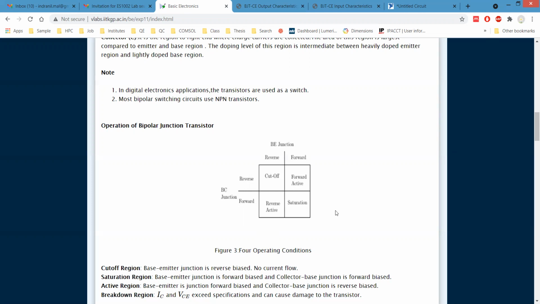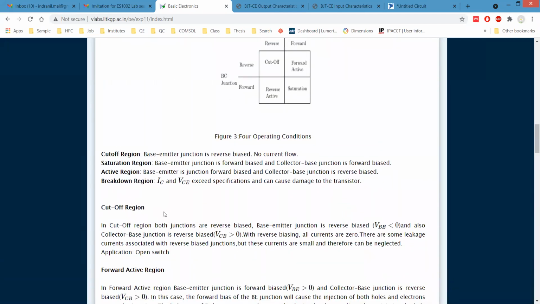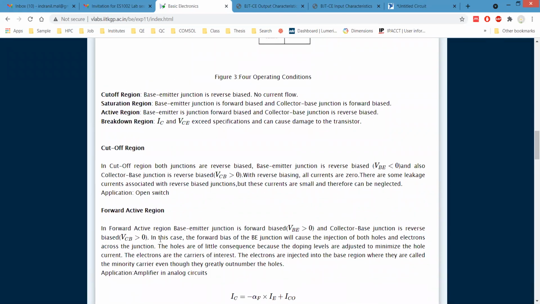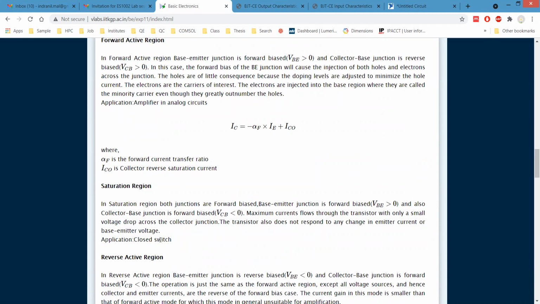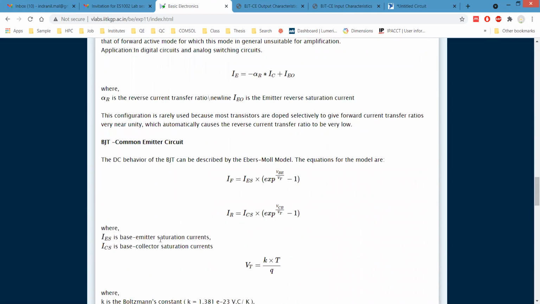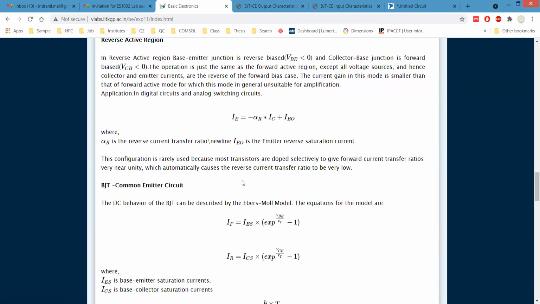So these are the different operating conditions for a particular configuration, with descriptions for the cutoff region, the active region, forward active and reverse active, and the saturation region. From there you can apply a particular limiting condition. Let's say you want to operate this transistor configuration in the saturation region, then what limiting condition will help you achieve that?